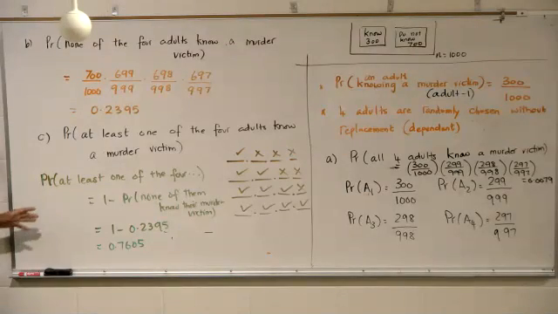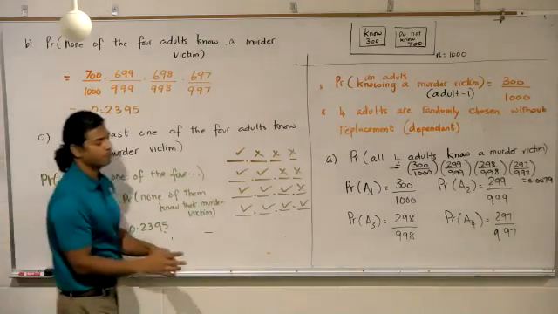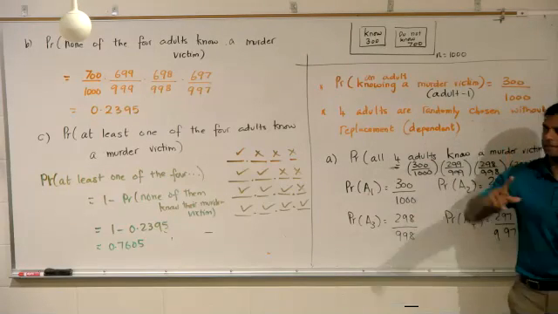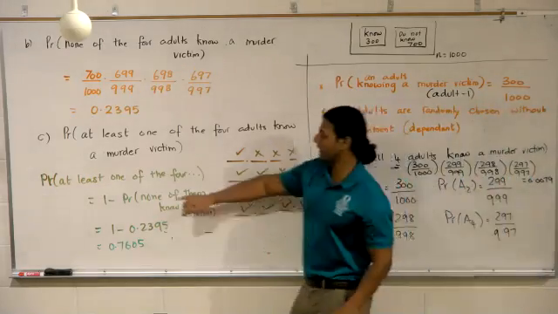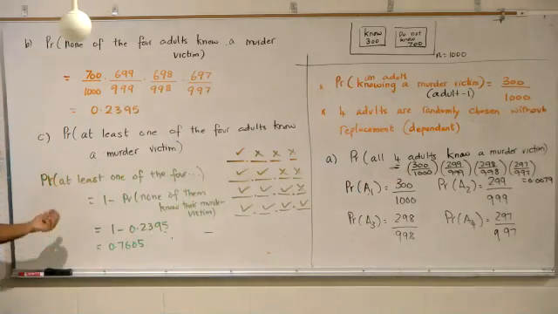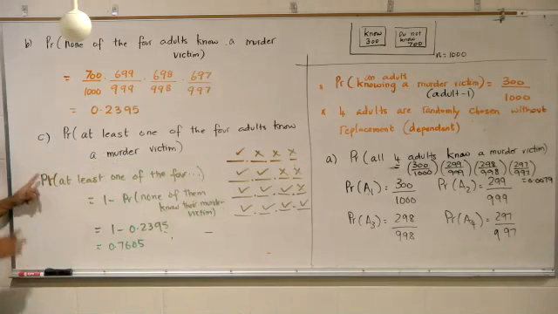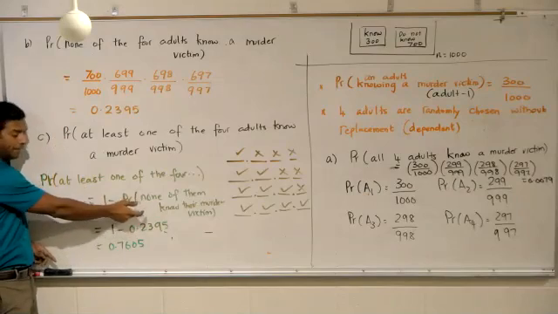Now, great, we are able to come up with the number, but does it make sense? I'm saying there's a 76% chance, if I pick 4 people, that at least one of them would know a murder victim. Does that make sense? Yes. The reason being, at least one would mean 1 or more. So there is a good probability that out of those 4 adults, at least one of them knows a murder victim. Again, if you did not use the complementary rule, the complement of at least 1 is none.